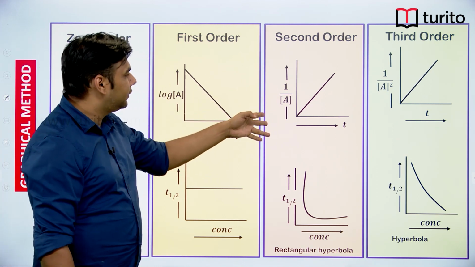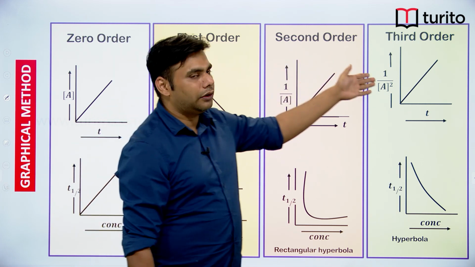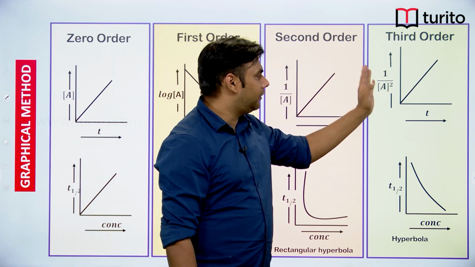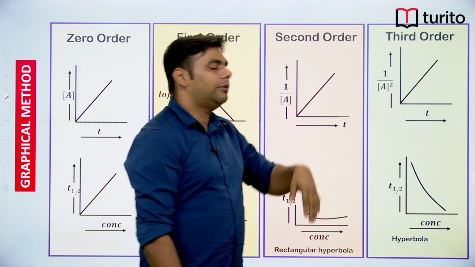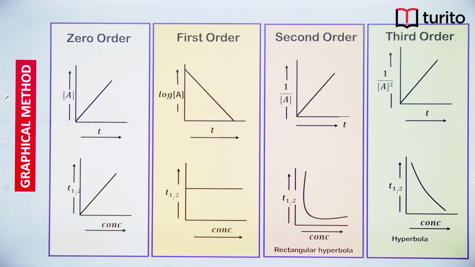Similarly, if you plot for a second order reaction, the graph would look something like this. For a third order reaction, again, if you plot 1 by A square, that is 1 by concentration square, against time, it will be a straight line passing through the origin. Now, if we want to plot T half, that is half-life time period, with concentration for a zero order reaction.